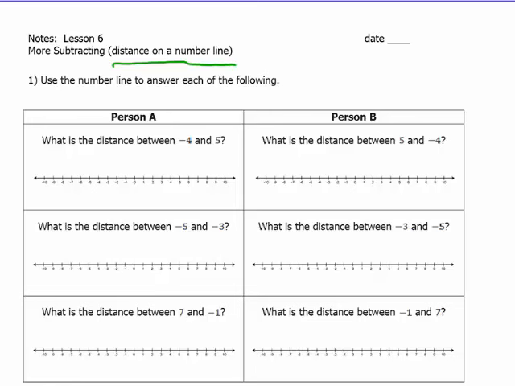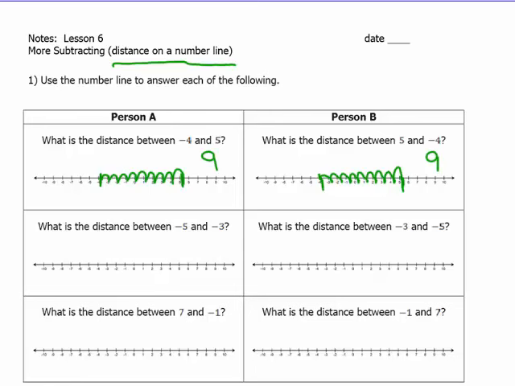So they're saying if I start at -4 and I go to 5, I want to know, well, how far away is that? So if I count my spaces, 1, 2, 3, 4, 5, 6, 7, 8, 9. So it's 9 spaces. Well, person B wants to know what's the difference between 5 and -4. So if I start at 5 and I go to -4, I'm still counting my spaces. 1, 2, 3, 4, 5, 6, 7, 8, 9. So this one is also 9.